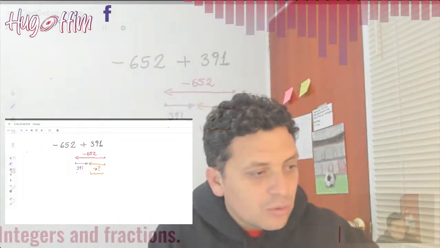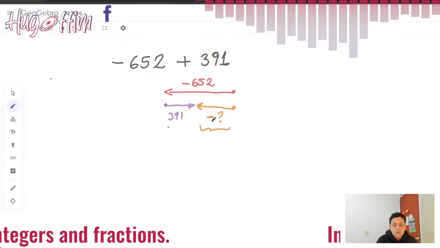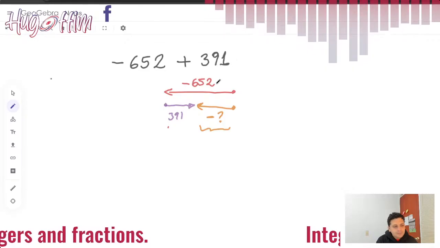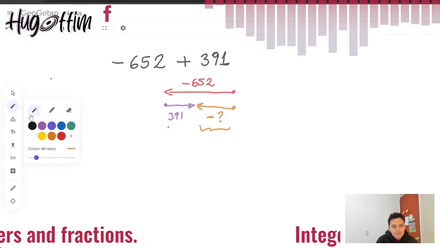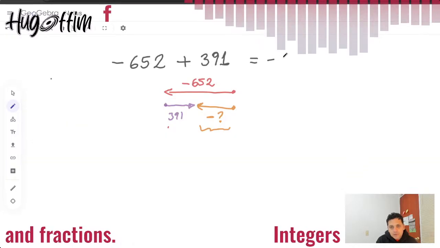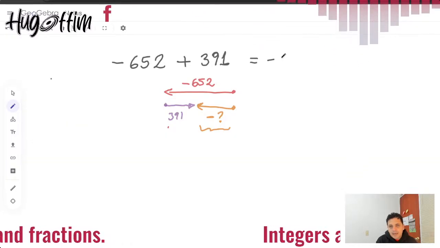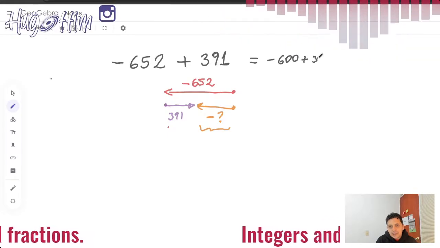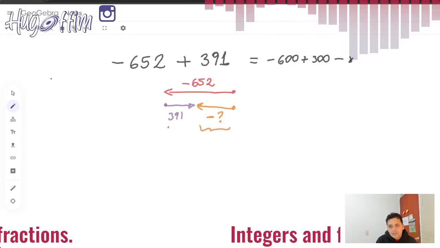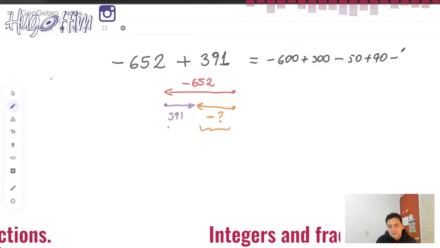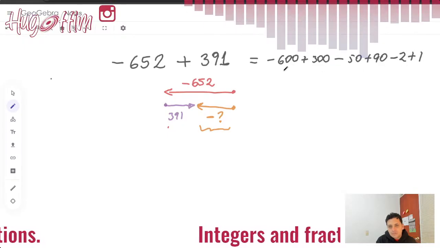This is something that I feel is going to help you with the structure of how to work out operations with integers. I'm just going to do the operation. Remember that I love to do vertical subtraction, so I'm just going to rewrite this as negative 600 plus 300 minus 50 plus 90 minus 2 plus 1. Okay, so this is the way I do it.